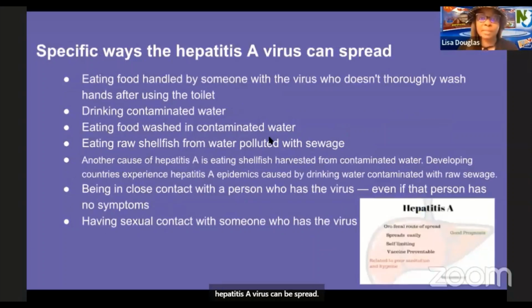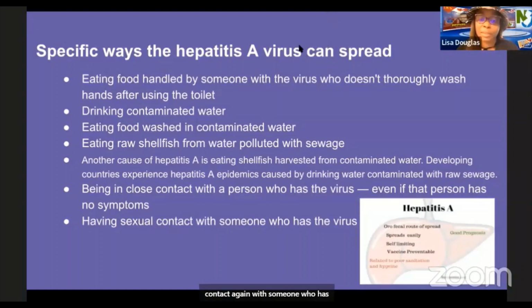Specific ways the hepatitis A virus can be spread: eating food handled by someone with the virus who doesn't thoroughly wash hands after using the toilet, drinking contaminated water, eating food washed in contaminated water. Now, this is something that a lot of people speak of, and I have seen that: eating raw shellfish from water polluted with sewage. So if you're eating shellfish that's harvested from contaminated water. Developing countries experience hepatitis A epidemics caused by drinking water contaminated from raw sewage. That's usually how it gets there.